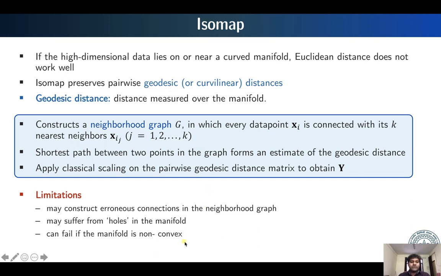It can also suffer from holes in the manifold. Again, this is a specific terminology coming from topological analysis. And finally, if the manifold is non-convex, then it can fail. It will not be able to recover or obtain the global optimum if the manifold is non-convex.